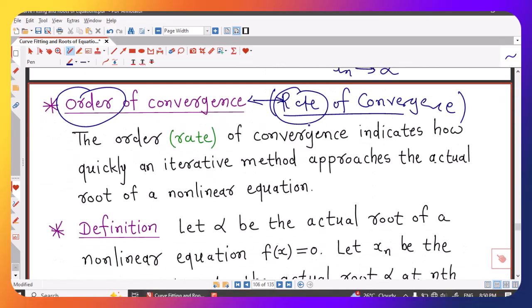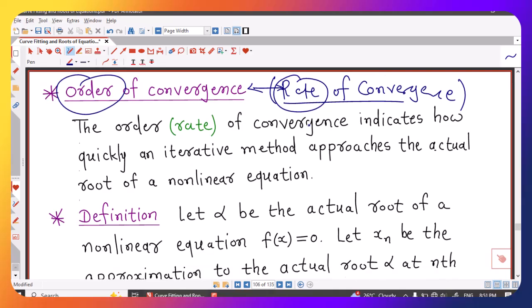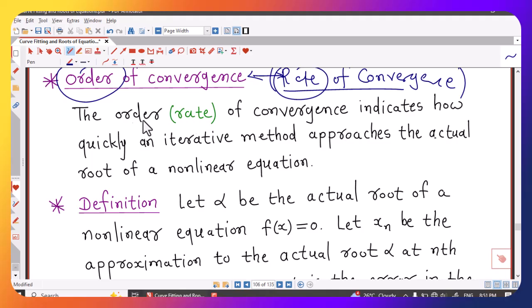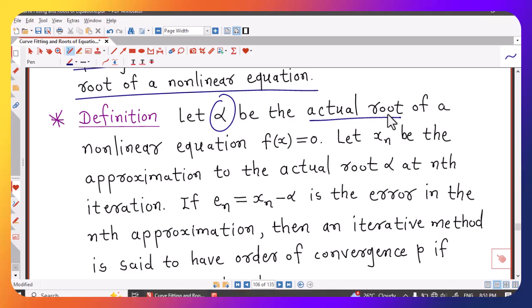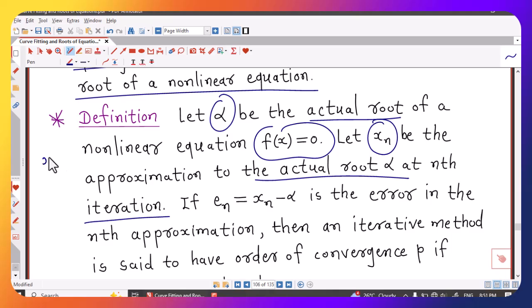So if they ask you to define the order of convergence or rate of convergence, you can write all these things: that order or rate of convergence indicates how quickly an iterative method approaches the actual root of a nonlinear equation. And this is the definition for order of convergence. Suppose alpha is the actual root of some nonlinear equation f(x) = 0. Suppose xn is the approximation to the actual root alpha at the nth iteration, and n is starting with 0. So x0, x1, x2 and so on, xn. This is the sequence of approximations to the root.